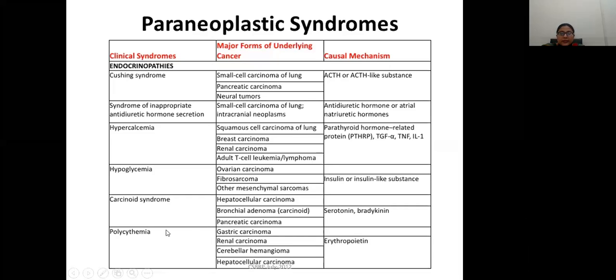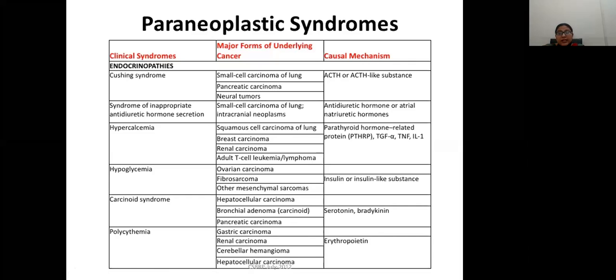The carcinoid syndrome is caused by bronchogenic carcinoma and pancreatic carcinoma. Okay, and then there is polycythemia. Polycythemia occurs due to the production of erythropoietin, and the best examples are renal cell carcinoma, gastric carcinoma, hepatocellular carcinoma, and cerebellar hemangioma. Beta, this chart is also in your book, Robbins. So you must prepare this topic.